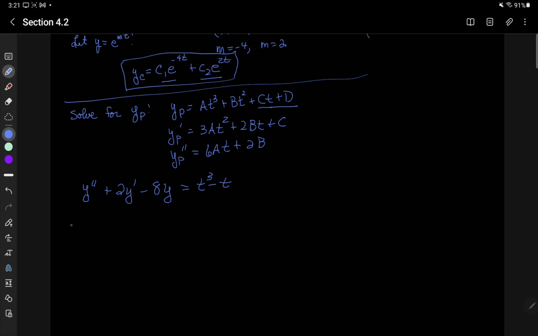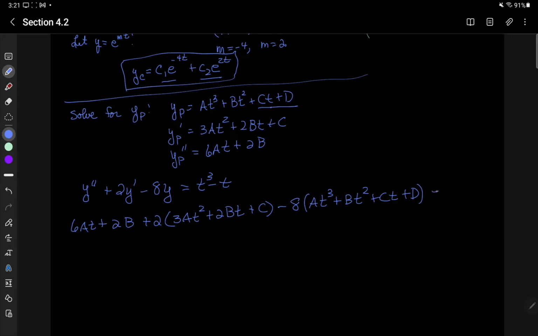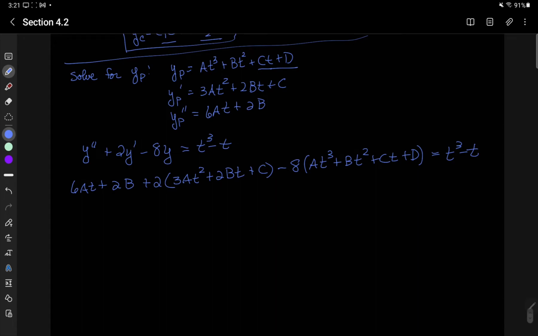So my second derivative is 6at plus 2b plus 2 times my first derivative, 2 times 3a t squared plus 2bt plus c, minus 8 times y, 8 times a t to the third plus b t squared plus ct plus d, is going to equal t to the third minus t. Then I'll combine like terms.